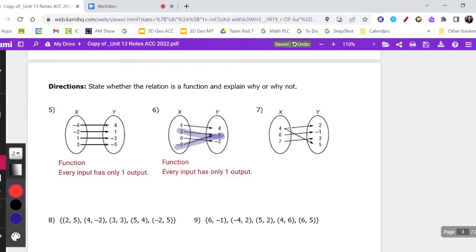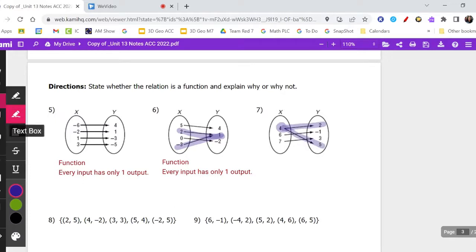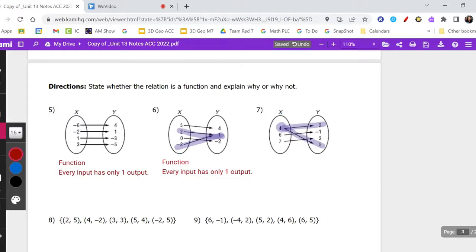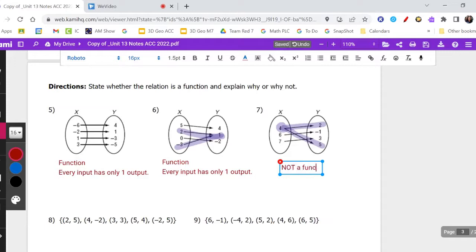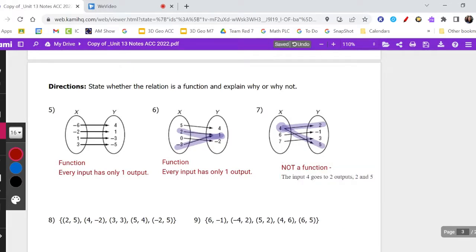Okay, next one. 4 goes to 2 and 4 goes to 5. Stop right there. 4 is expected to go to 2 and 5 at the same time. This is not a function because the input 4 goes to two outputs, 2 and 5, which makes it not a function.